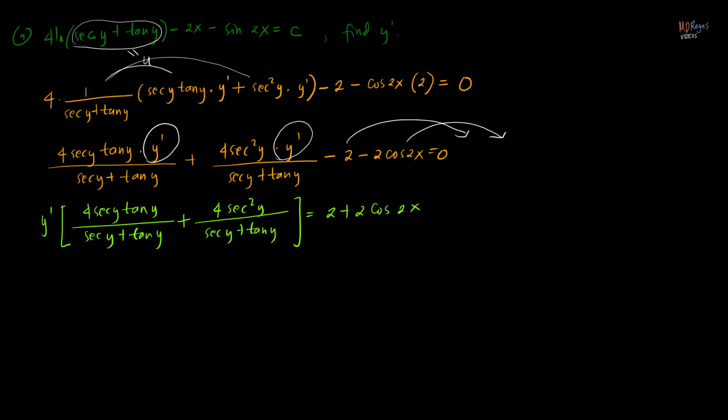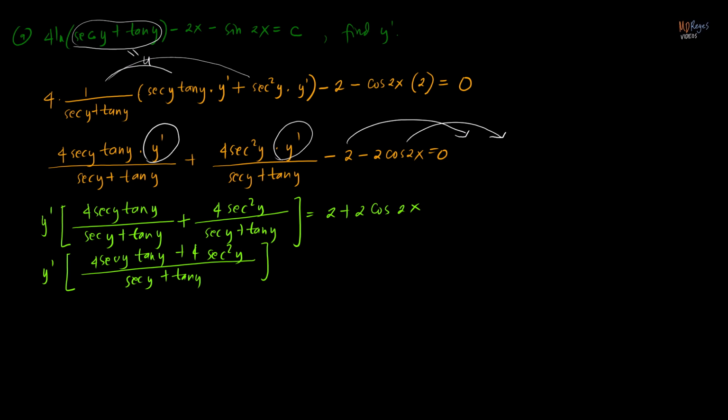Now to solve for y prime, you'll just have to divide both sides of the equation by the expression inside the brackets. Remember, the two terms inside the set of brackets have the same denominator, so we can just write them as a single rational expression. So y prime is just multiplied by 4 secant y tangent y plus 4 secant squared of y all over the same denominator, secant of y plus tangent of y.